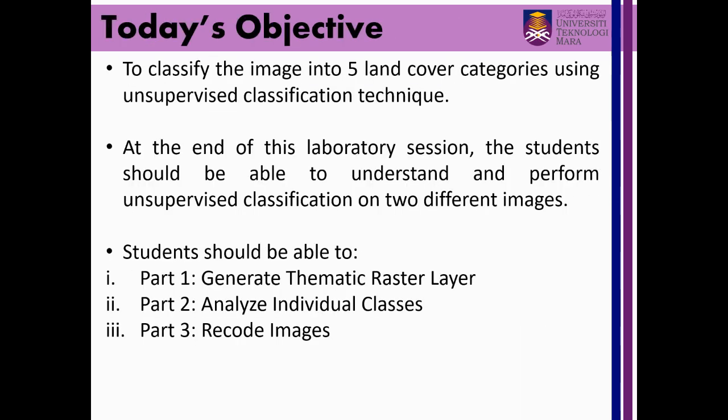The objective of this lab is to classify the image into 5 land cover categories using an unsupervised classification technique. At the end of this laboratory session, students should be able to understand and perform unsupervised classification on 2 different images. Students should be able to: Part 1, generate thematic raster layer. Part 2, analyze individual classes. And Part 3, recode the image.